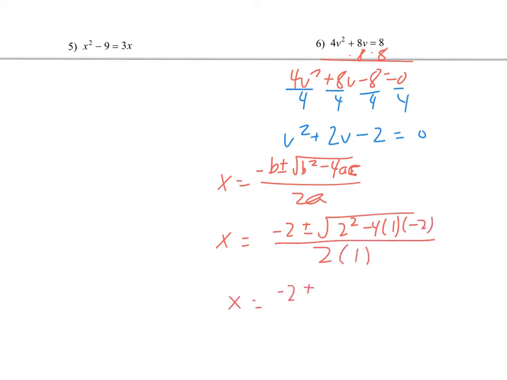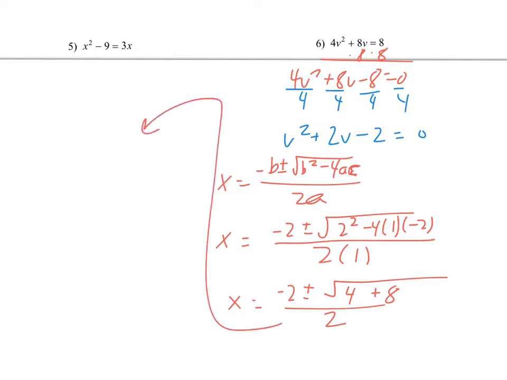So we'll simplify in the radical here. So this will be 4. Negative 4 times 1 is negative 4 times negative 2 is plus 8, all over 2. So this will be, and let's move up here, negative 2 plus or minus rad 12 all over 2.